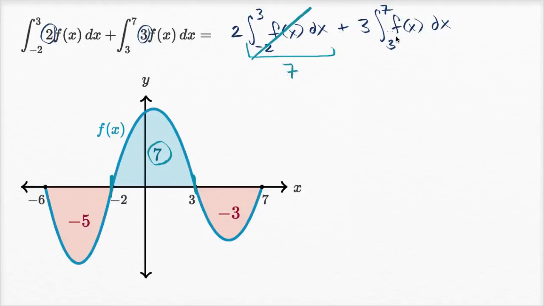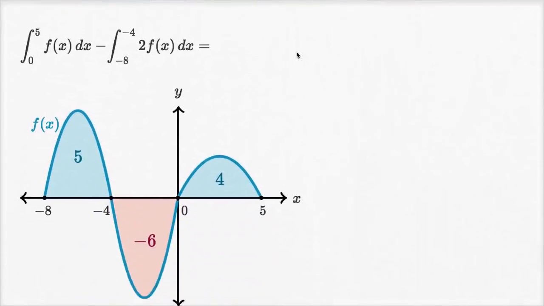And then we have the integral from 3 to 7 of f of x. Once again, this is going to evaluate to a negative value because f of x is below the x-axis there, and it's going to evaluate to -3. So this is all going to be 2 times 7, so 14, plus 3 times -3, so plus -9. And so 14 minus 9 is equal to 5. This is fun. Let's do more of these.